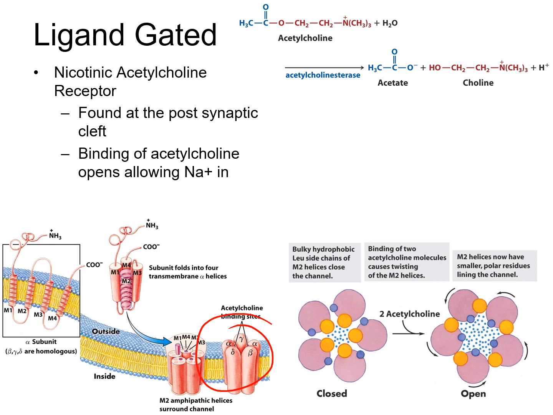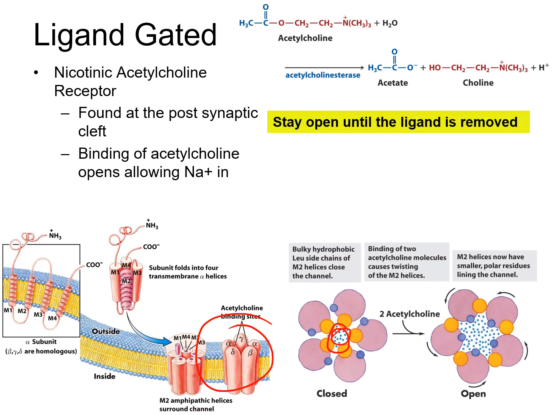Now, those alpha helices are basically not going to let sodium through until they bind acetylcholine molecules, and they're going to undergo this rotation. And whenever they undergo that rotation, then this space right here in the middle gets wider, so more ions can pass through. And this channel is going to stay open until this ligand, this acetylcholine, is removed.